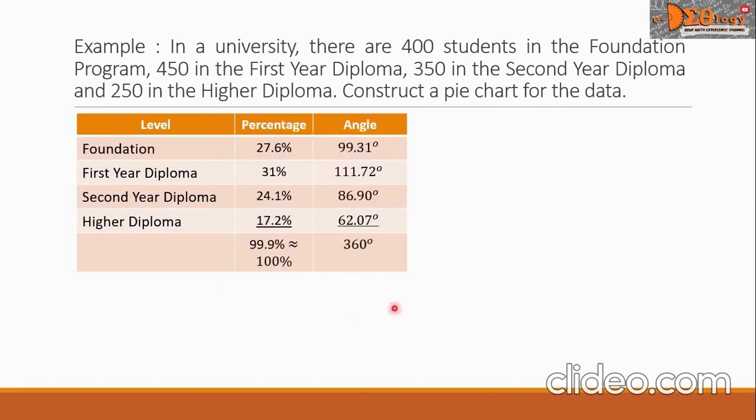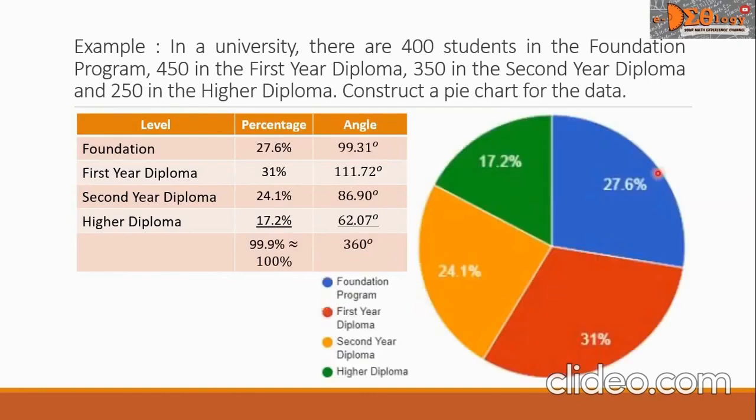So let us minimize our table because we are going to draw the pie chart. This is the finished product or the pie chart of this example. Please observe that in the pie chart, we are putting the percentage for each item of the category. Let's start with the first one, the foundation. So this 27.6% is written here. And for the angle, 99.31 degrees, it is estimated in the central angle.